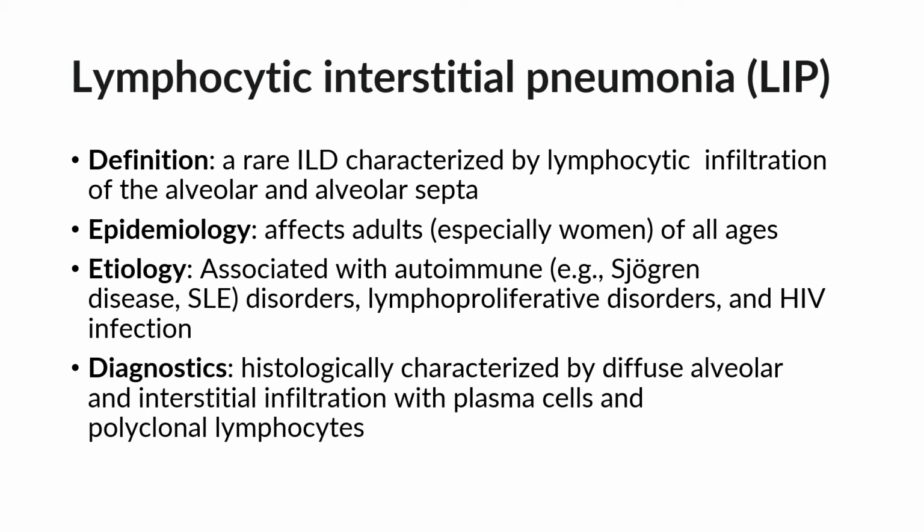Lymphocytic interstitial pneumonia is a rare ILD characterized by lymphocytic infiltration of the alveolar and alveolar septa. Affects adults, especially women of all ages, associated with autoimmune disorders, lymphoproliferative disorders, and HIV infection. Histologically characterized by diffuse alveolar and interstitial infiltration with plasma cells and polyclonal lymphocytes.